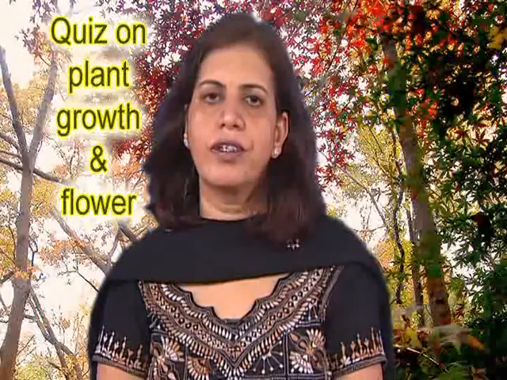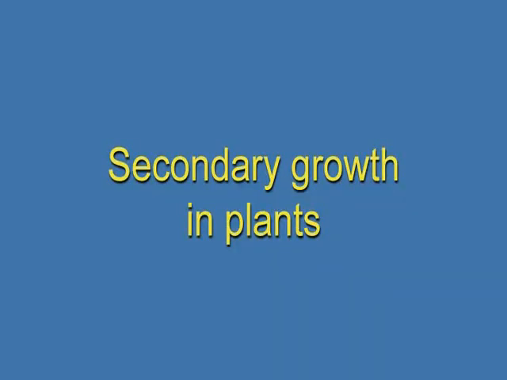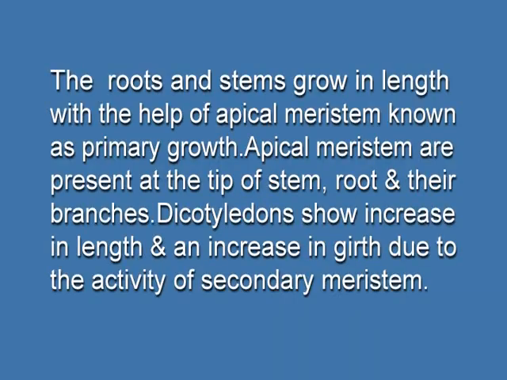So, let us start. First, we will talk about secondary growth in plants. The roots and stems grow in length with the help of apical meristem, known as primary growth. Apical meristems are present at the tip of stem, root and their branches. Dicotyledons show increase in length and increase in girth, or we will say increase in diameter, increase in thickness, due to the activity of secondary meristem.